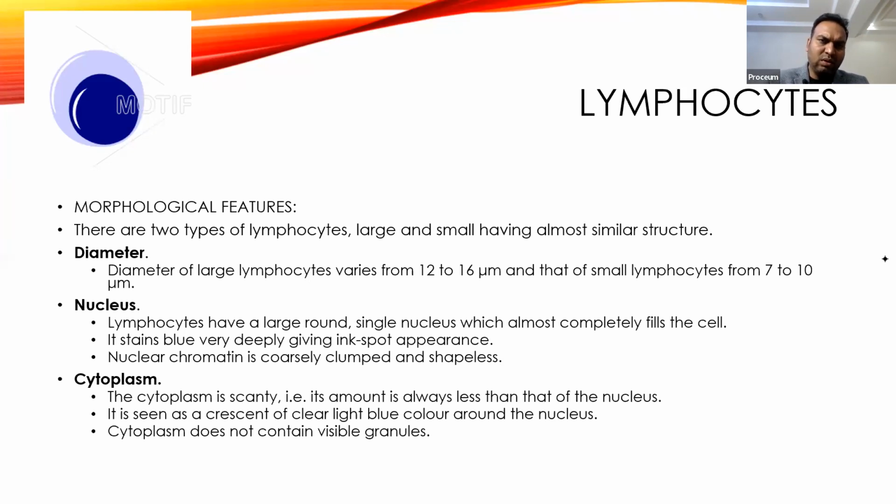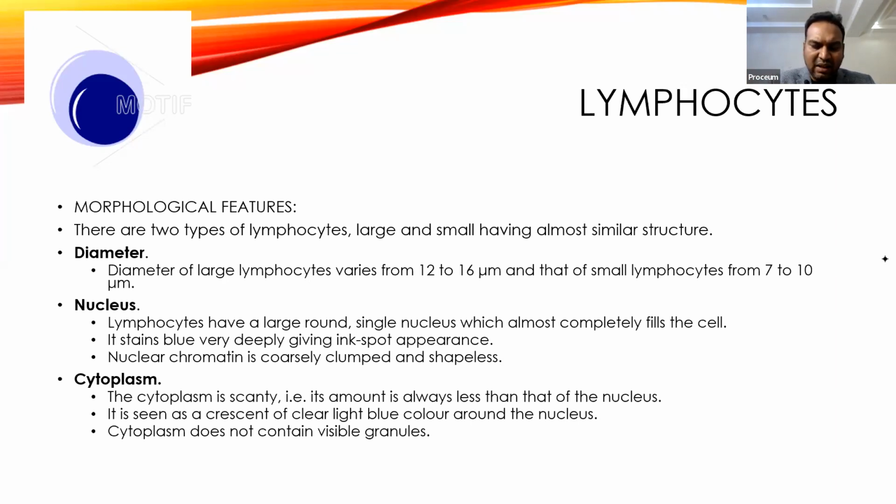It stains light blue, and the chromatin present in the nucleus is crumpled and vaguely present, so it is very shapeless. Because of its dark blue stain, it looks like an ink drop on white paper. That's why it is also called ink spot appearance.